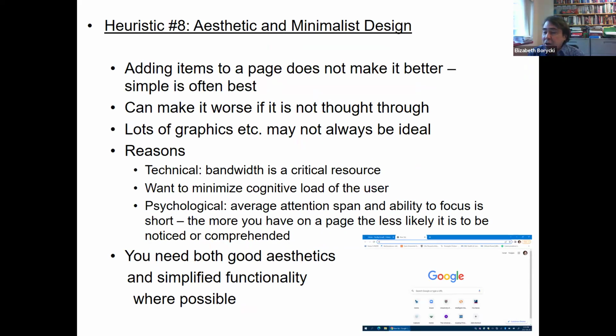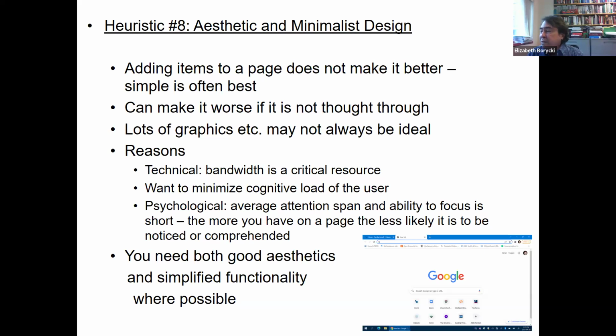Heuristic 8 is a good one that explains why Google took off. It is aesthetic and minimalist design. Adding a lot to a screen doesn't make it better, and there are lots of reasons, from a technical one, bandwidth, although less of an issue now, but still. We also want to minimize cognitive load on the user, and people's attention span is short. So often the less you put, the better, or you layer information.